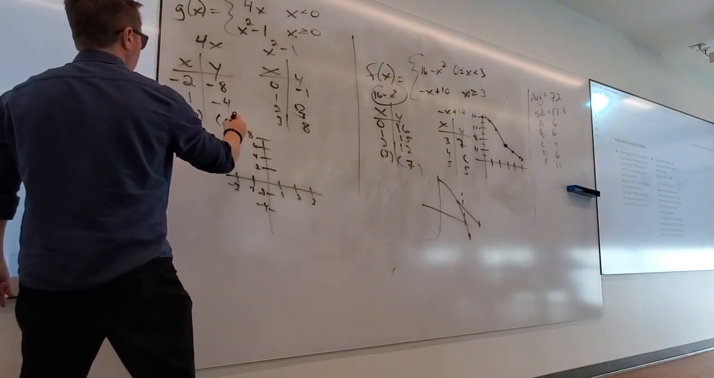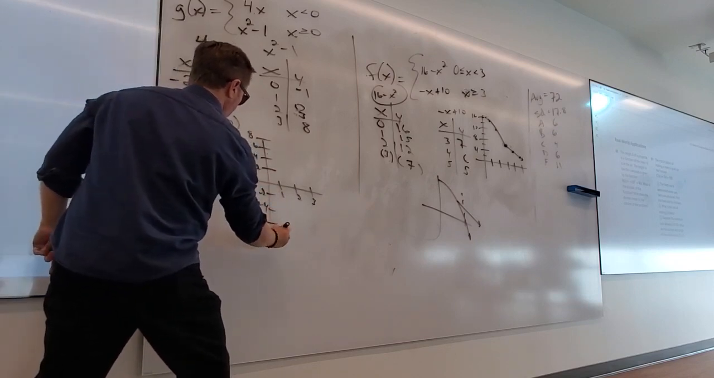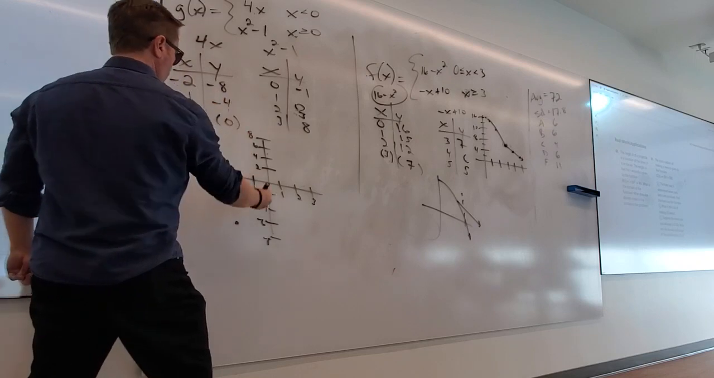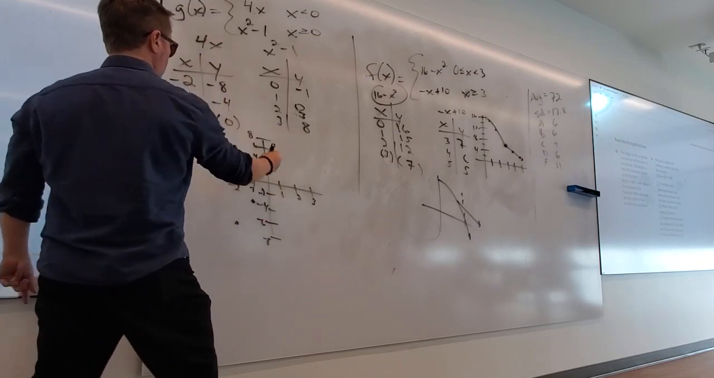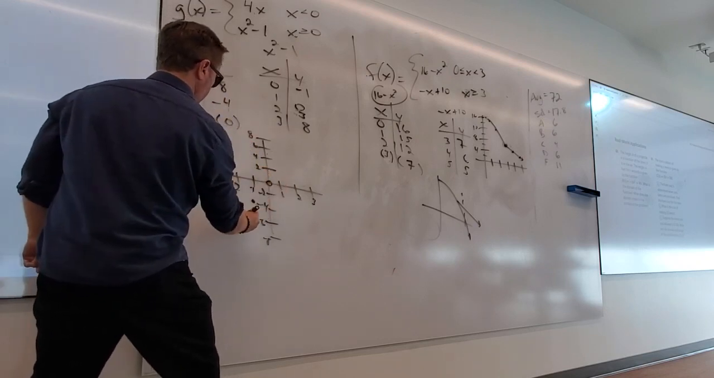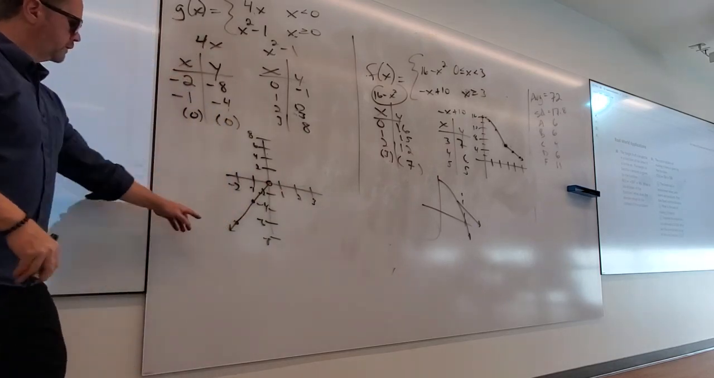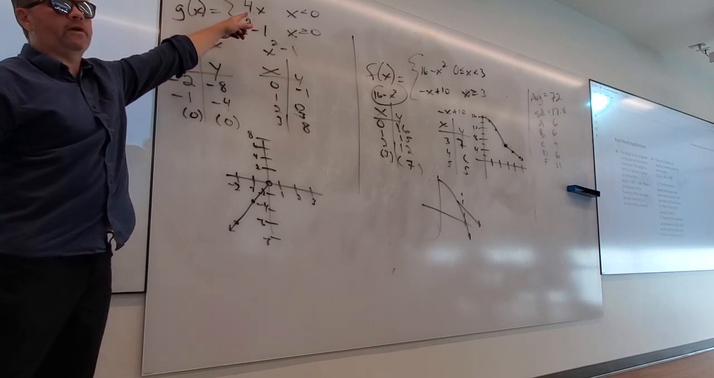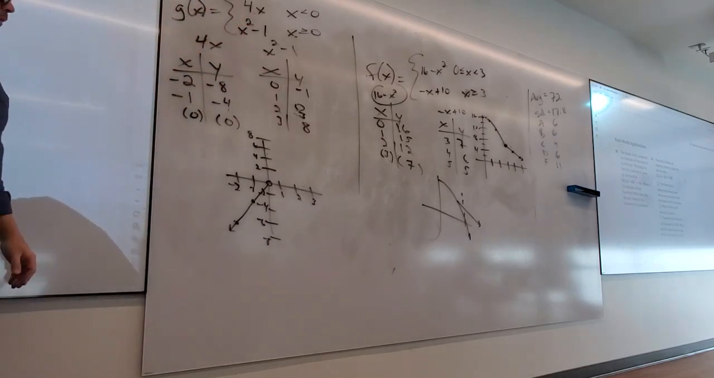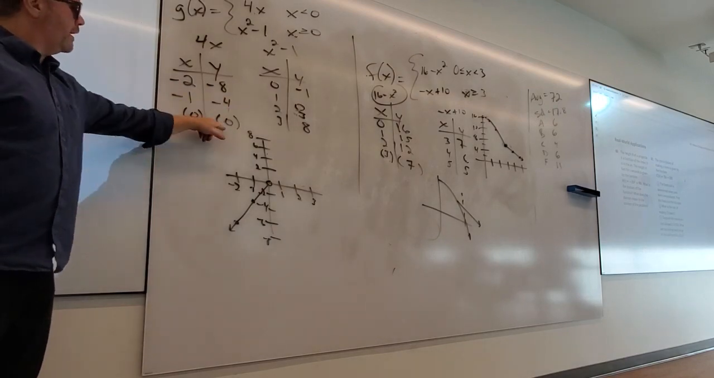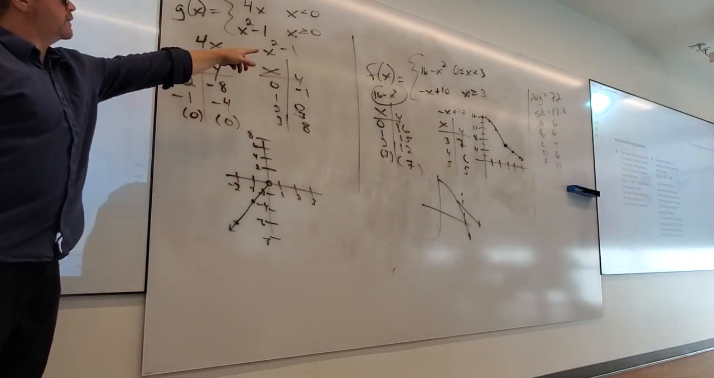So -2, -8. You gotta go down here, Jack. -2, -8. -1, -4. And 0, 0, there's going to be an open circle, so it looks like this. Notice I'm putting an arrow because it's allowed to go forever. So that's this part. Goes up to 0 and doesn't quite get there. And then this guy takes over.